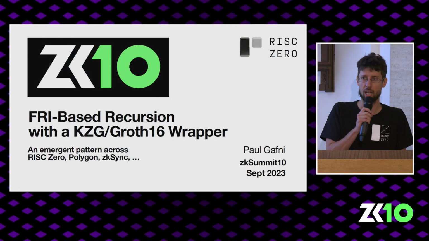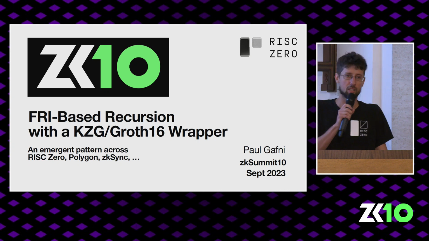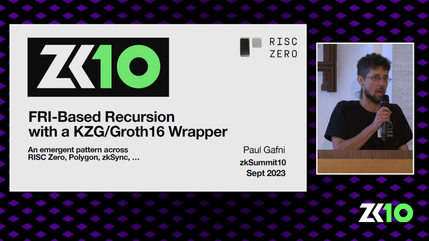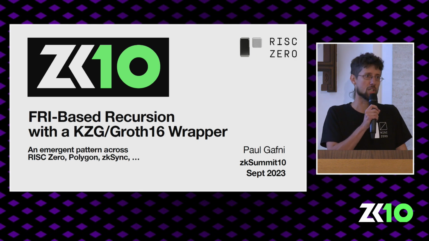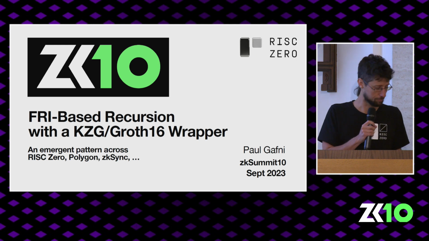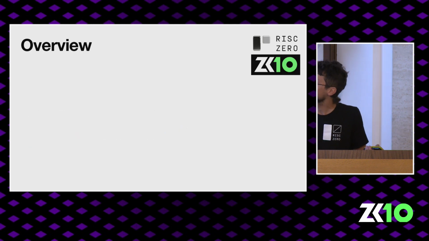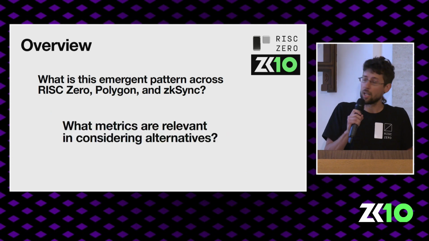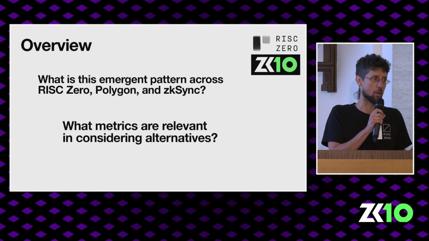I wanted today to unpack what that pattern looks like, what considerations drive the choice of that pattern, and drive the conversation about whether we might want to pivot away from that pattern at some point in the future. So, brief overview, we're going to talk about what this emergent pattern is and what metrics are relevant in considering alternatives to this pattern.